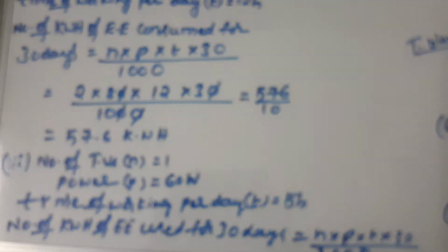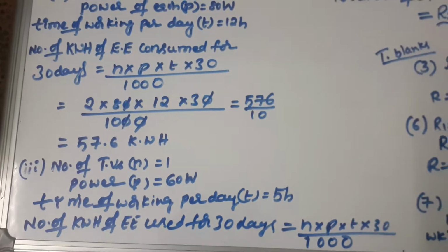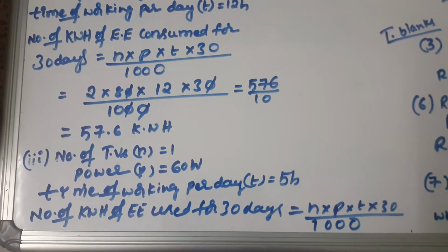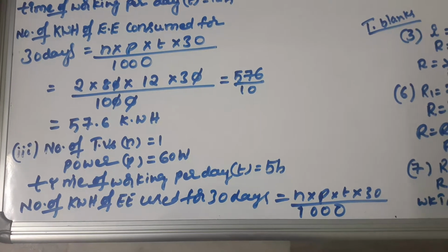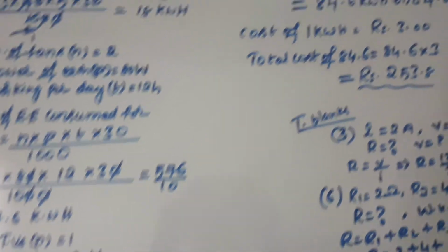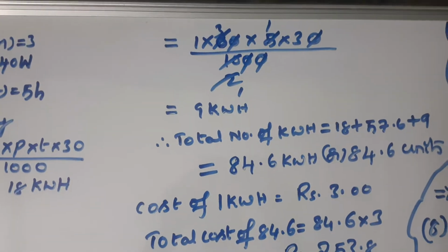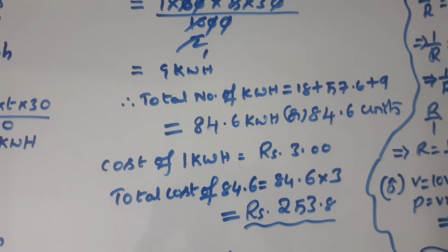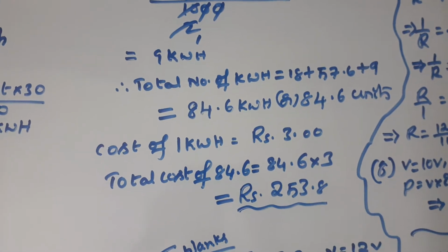Number of televisions, number of TVs N is equal to 2, and power of the television P is 60 watts. Time of working per day is 5 hours. Similarly, number of kilowatt hours of energy for 30 days is, as you can see, students, 9 kilowatt hours. So total number of kilowatt hours is 84.6 kilowatt hours.